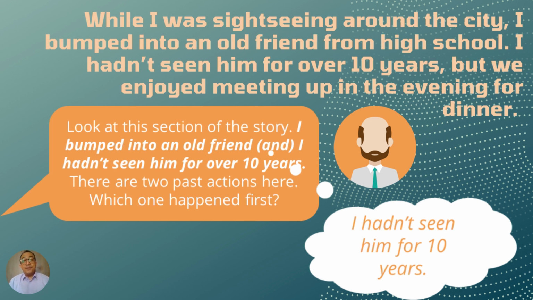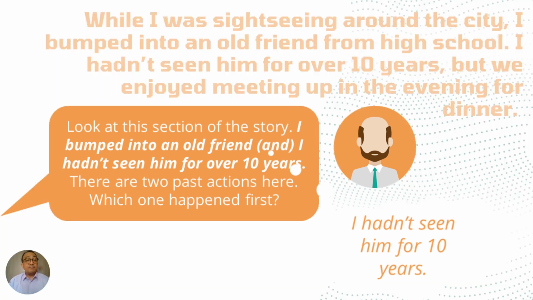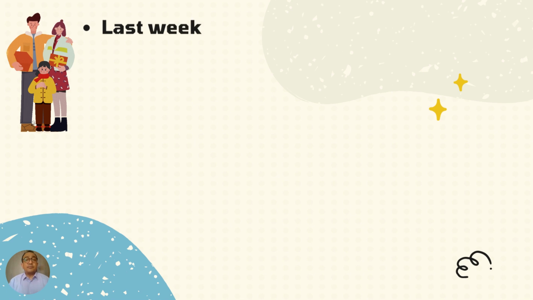So which one happened first? Without thinking much, you will say the past perfect happened first. That's number one. And after the past perfect, the following action is in the past simple. That's the reason "I hadn't seen him for 10 years" happened first.